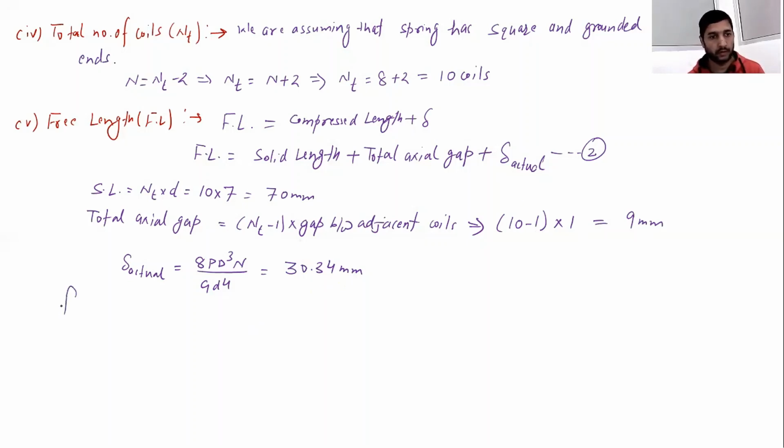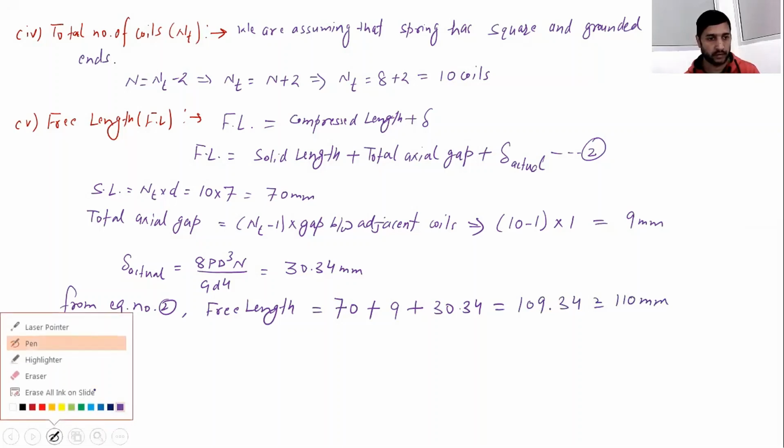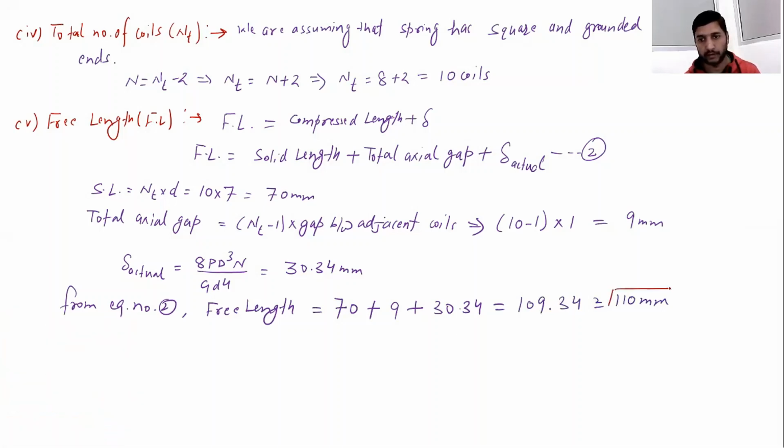Now from equation number 2, your free length is solid length, 70, plus total axial gap between the adjacent coils. Total axial gap will be 9 mm plus 30.34. And when you solve this, it is coming out 109.34, approximately equal to 110 mm. So this is the answer. I hope it is clear how we will find out free length.